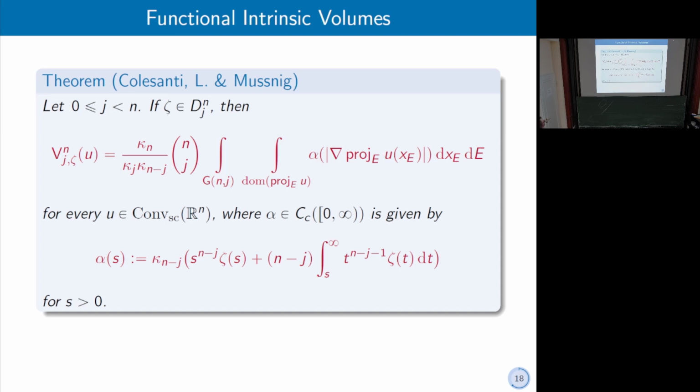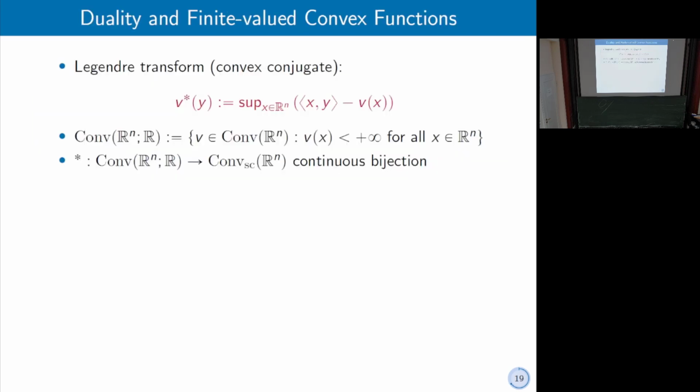And let me also add that you can translate all this to different settings. I mean, you could translate this to log-concave functions if you want. I don't want to do this now, but it's no problem. This is possible. But you can also use duality to translate it to a different class of convex functions. And this is the next slide, I hope, yes.